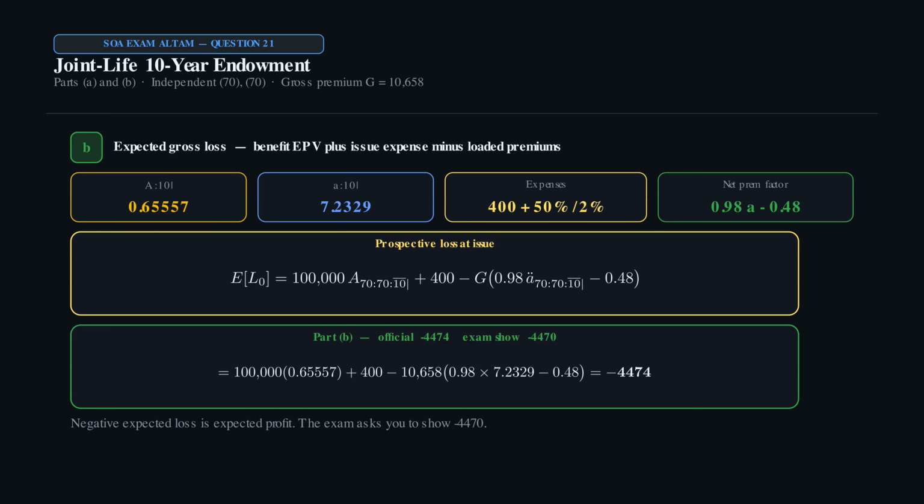Part B is the expected gross loss at issue. The endowment insurance factor A is 0.65557 and the temporary annuity is 7.2329. Expected loss is 100,000 times A plus 400 of issue expense minus G times 0.98 a minus 0.48. That official value is minus 4,474. Negative expected loss is expected profit. The exam asks you to show minus 4,470.